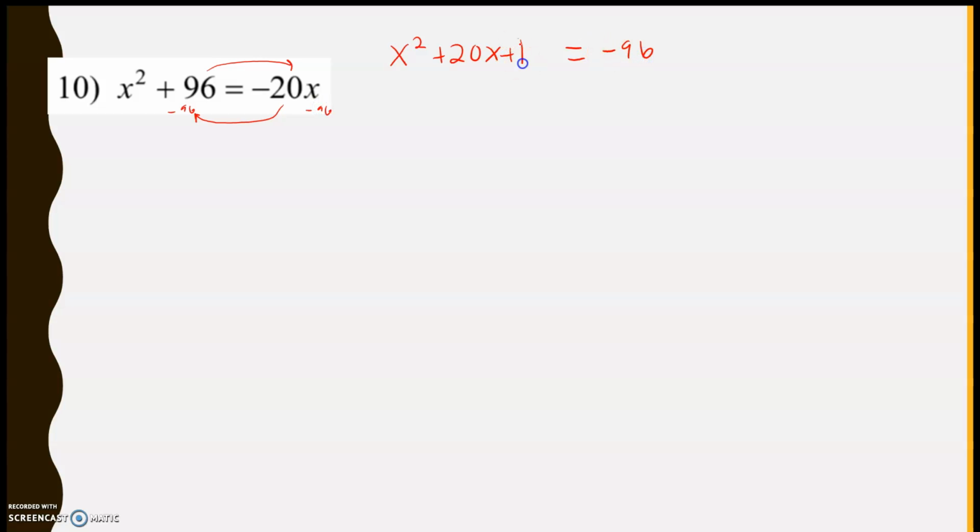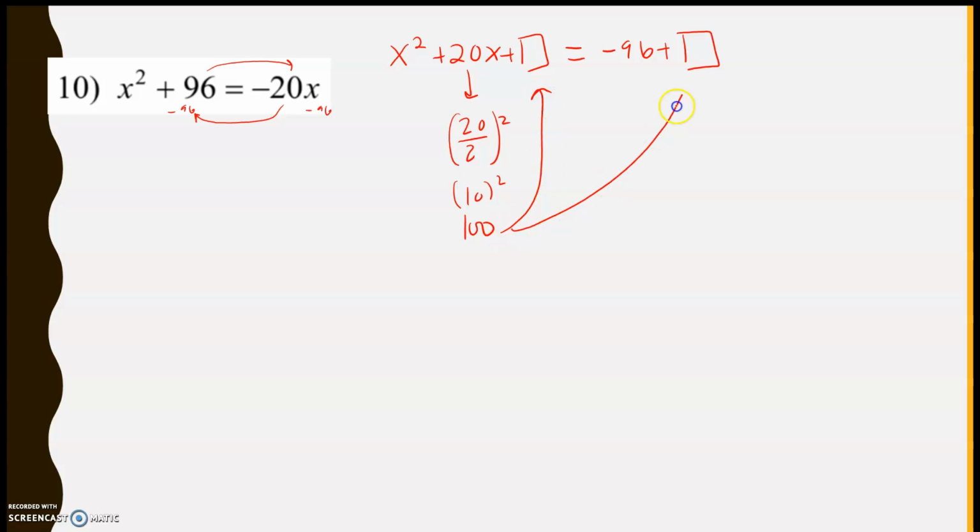And then I'm going to add something to the left side, which means I have to add something to the right side. I'm going to take my b, which is 20, so 20 divided by 2, and that's going to be squared. 20 divided by 2 is 10 squared, which is 100. So 100 goes here, and it goes here. The left side is a perfect square, so this is going to factor to be x plus 10 squared, and that's going to equal negative 96 plus 100, which gives me 4.